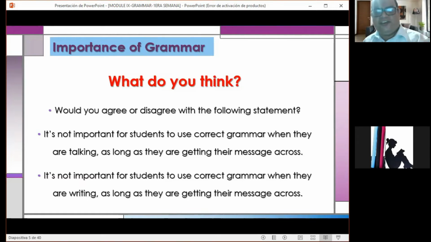Any other idea? Any other idea? Do you agree or disagree about these statements? When you talk, notice the two contexts. When you talk and when you write, no? It's generally supposed that when we talk, grammar is not so important, because sometimes, in informal speech, specifically when we speak in an informal way, we are going to break some rules, no? Remember when we talked about speaking and writing, and we compared the written grammar and the oral grammar.